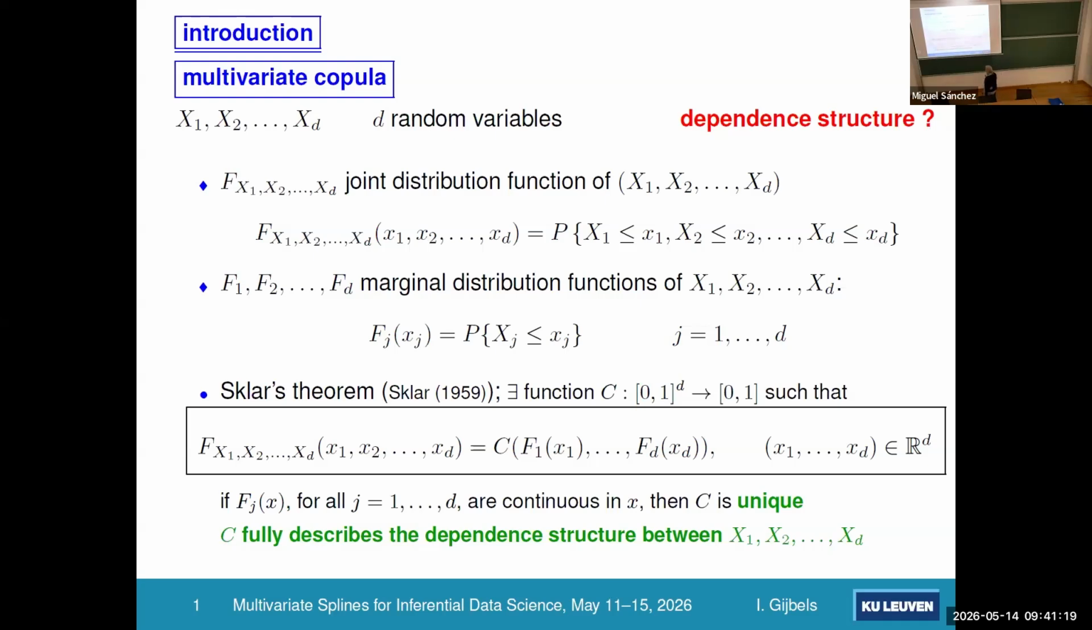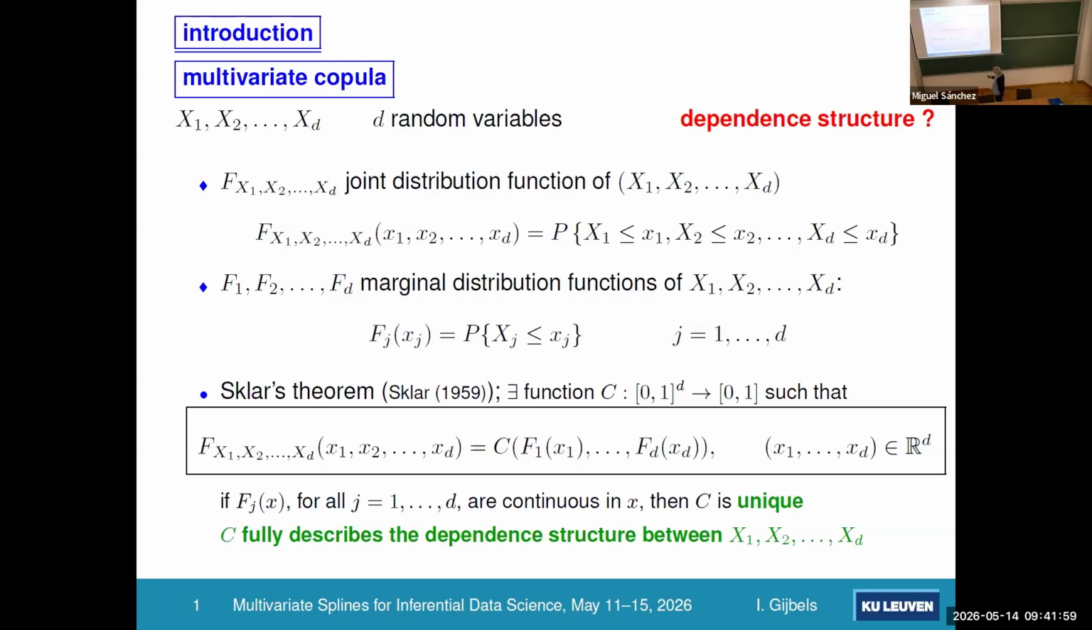Now, this function C is special in the sense that it always exists. It's not always unique, but it is unique when the marginal distribution functions are continuous. So for the rest of the talk, I will always assume that they are continuous. And what is extremely important is that the function C fully characterizes the dependence between the components. So it's like you decompose your joint distribution function into the dependence structure and the marginal distributions.